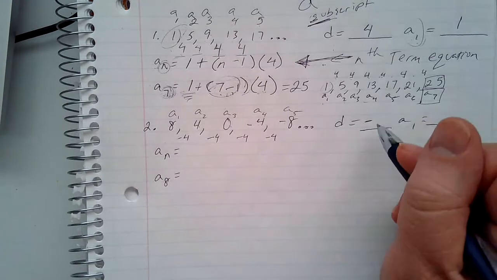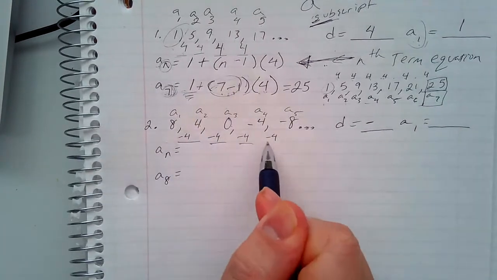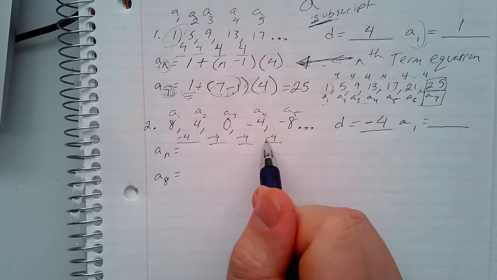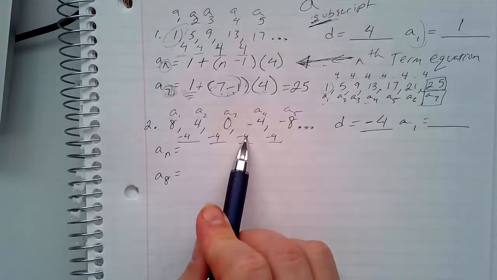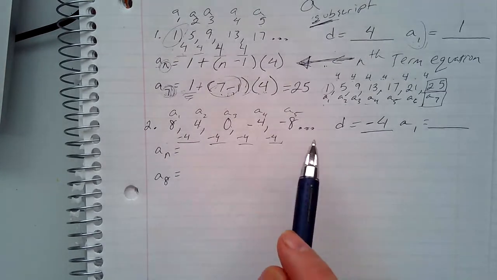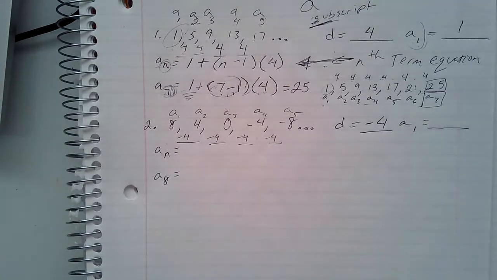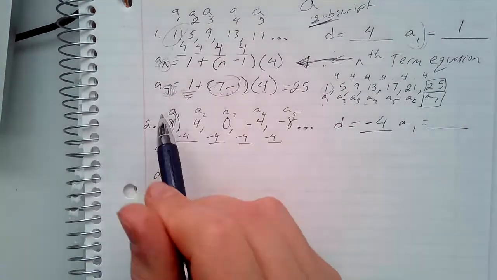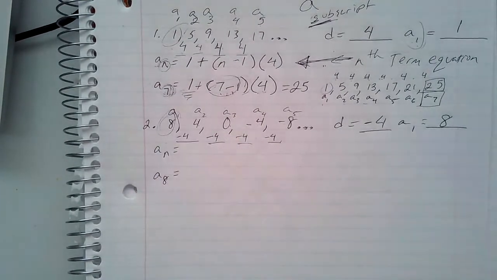It's your call. Our common difference, if you notice, is the same every single time. It's negative 4. If one of these were different, let's say this one was negative 3, then this would not be an arithmetic sequence. We would not have a common difference. We wouldn't have any of that stuff. Okay? So what is a sub 1? A sub 1 is the first term. In this situation, it is 8.